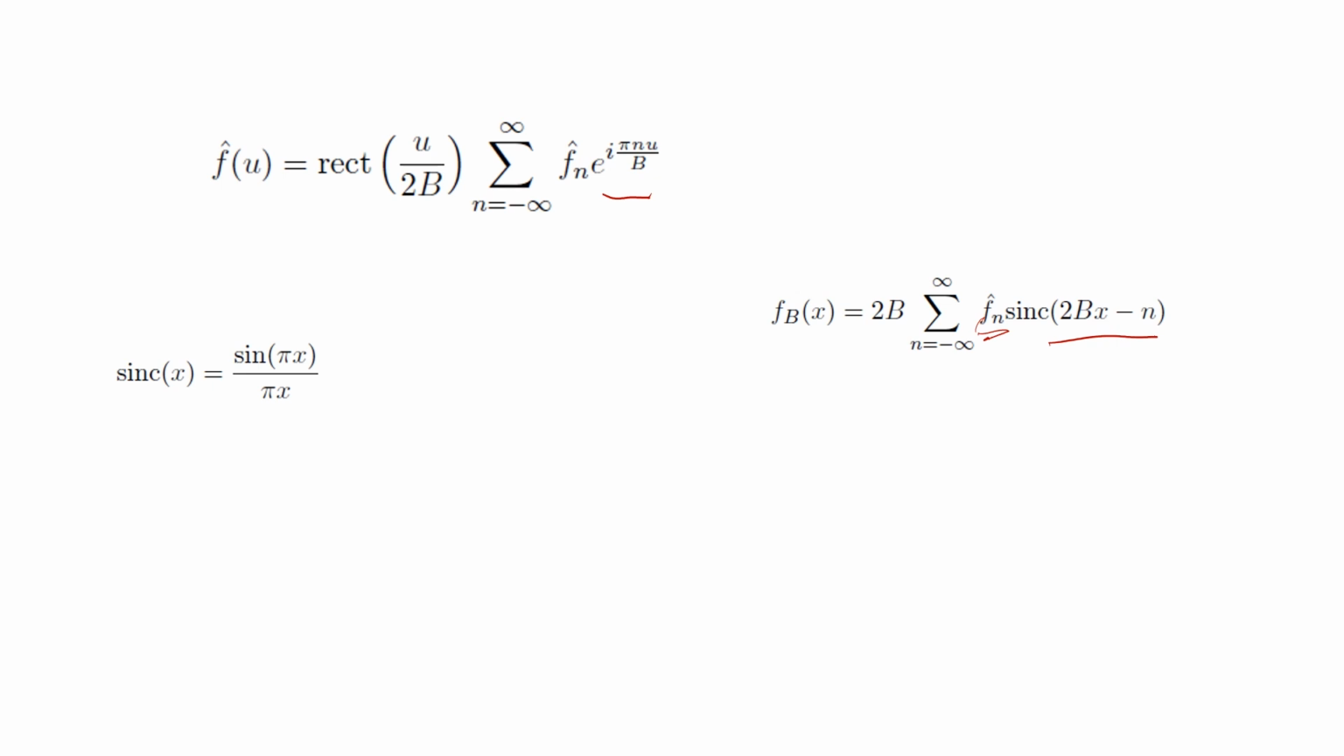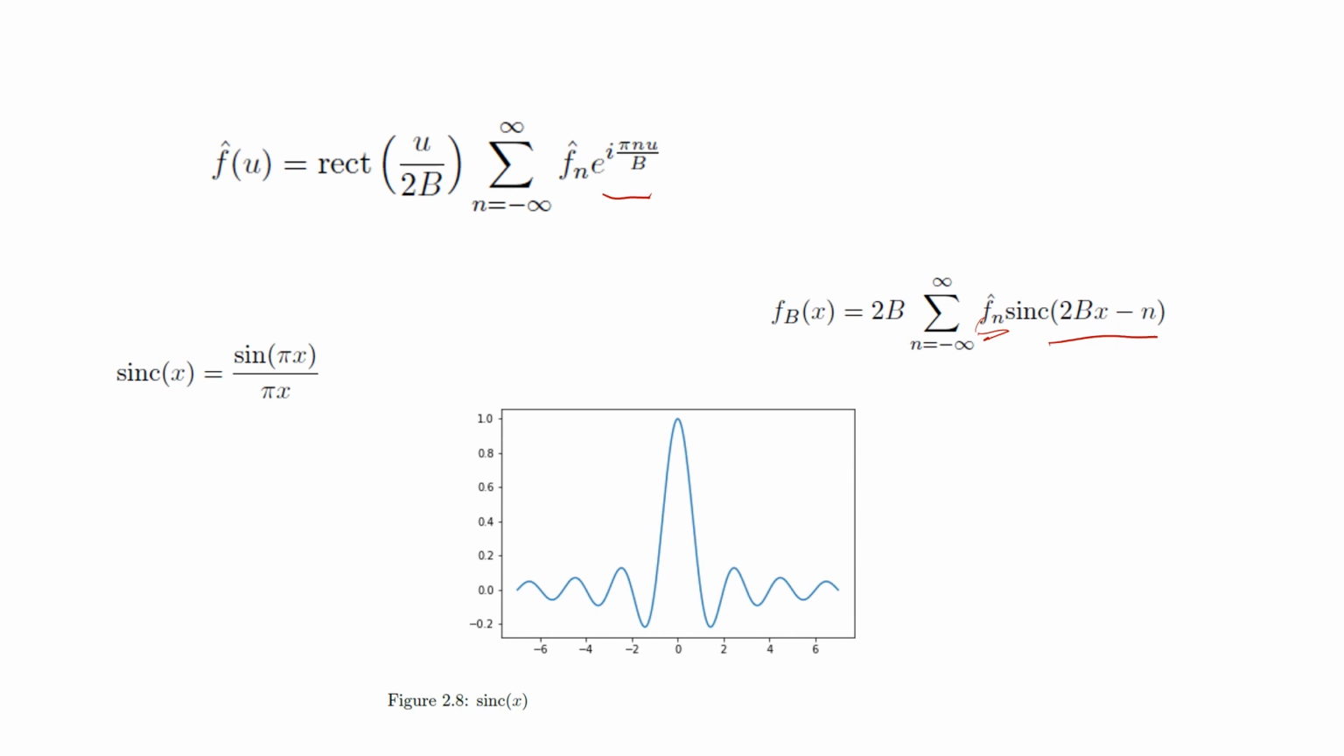So we have a series of sincs at different centers. The sinc looks like this. It has a property that when x is equal to 0, it goes to 1. For all other integer values of x, for example here at x equals 1 or x equals 2, the sinc is equal to 0. So for any band-limited function, this expansion is an exact description of the function as a function of x.